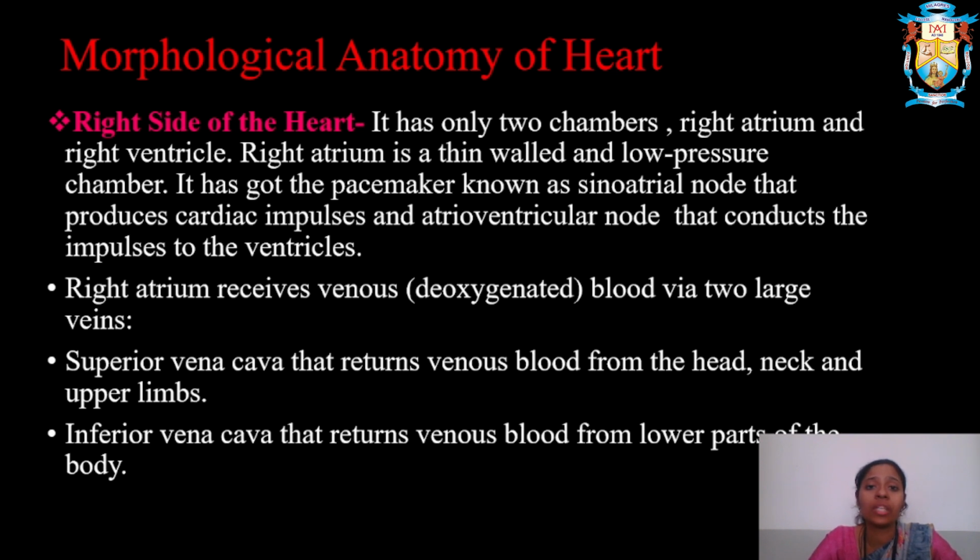First we will see what the atrium does. The right atrium receives the deoxygenated blood via 2 large veins, that is the superior vena cava and inferior vena cava. The superior vena cava is situated on the top side of the atrium. It returns the venous blood from the head. Venous means deoxygenated blood, that is, it collects the venous blood from the head, neck and the upper limbs. The inferior vena cava, on the other side, is present in the lower side of the heart, and it collects the deoxygenated blood from the lower part of the body.